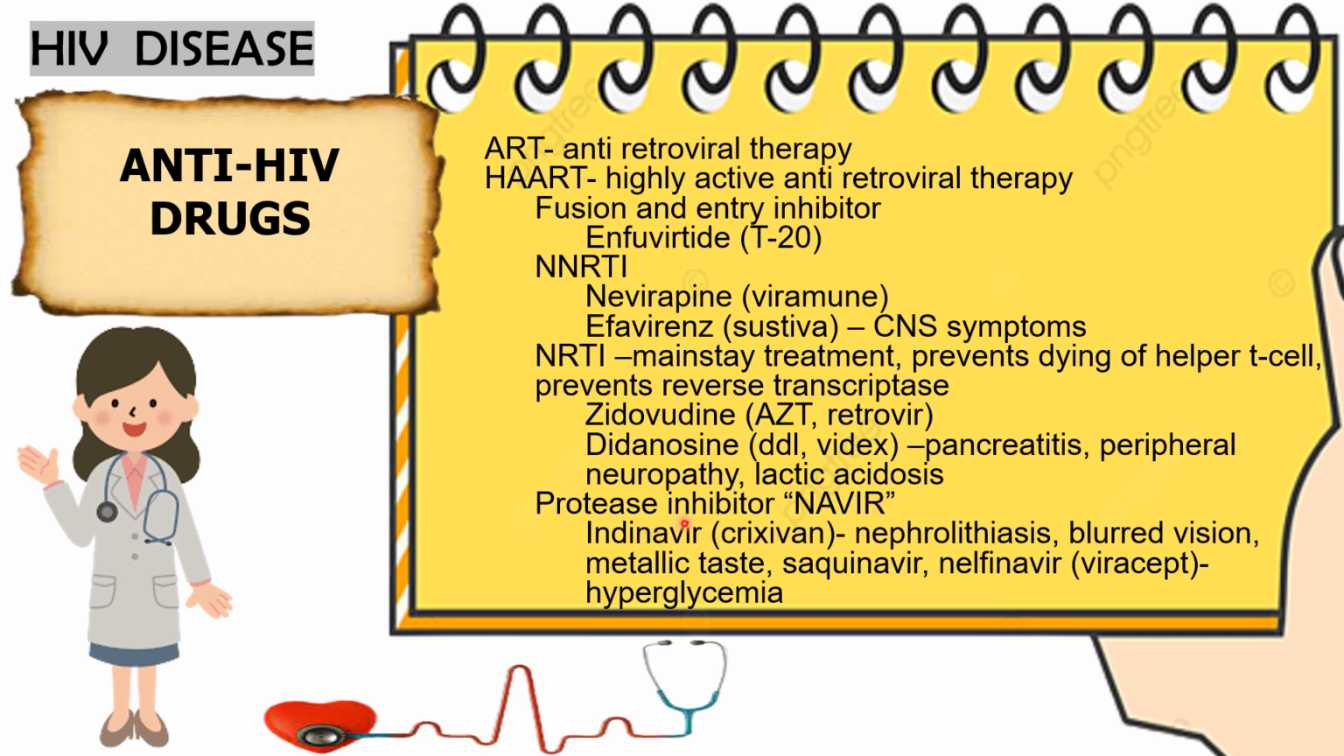We also have protease inhibitors or navirs, such as your indinavir or Crixivan, and this type of drug may cause nephrolithiasis, blurred vision, and metallic taste. Saquinavir is also an example of your protease inhibitor, as well as nelfinavir or Viracept. This may cause hyperglycemia, so you have to be very careful of the adverse reactions or side effects of such drugs.